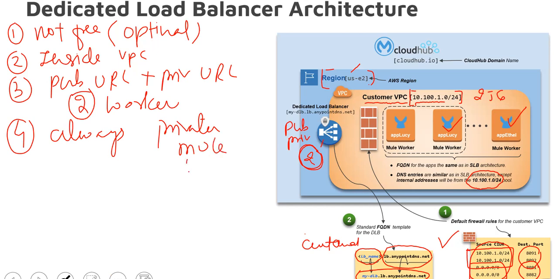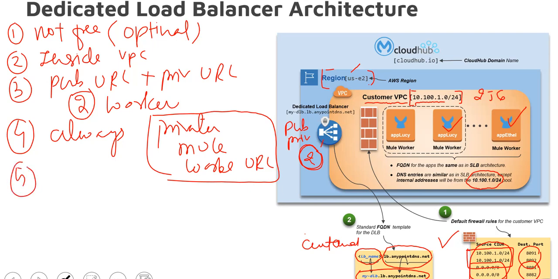Mule worker URL. In the previous slide, we have seen how each Mule worker will have two URLs, public URL and private URL. And we have seen how it looks. And port forwarding on this is always fixed.